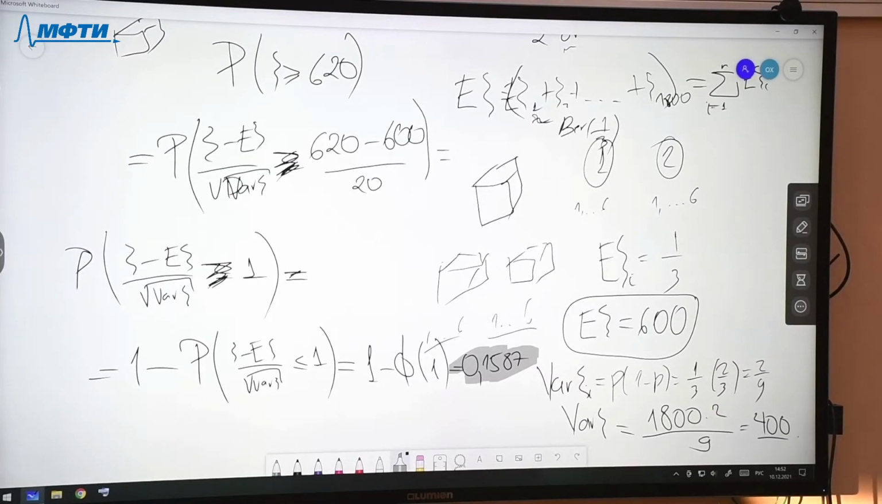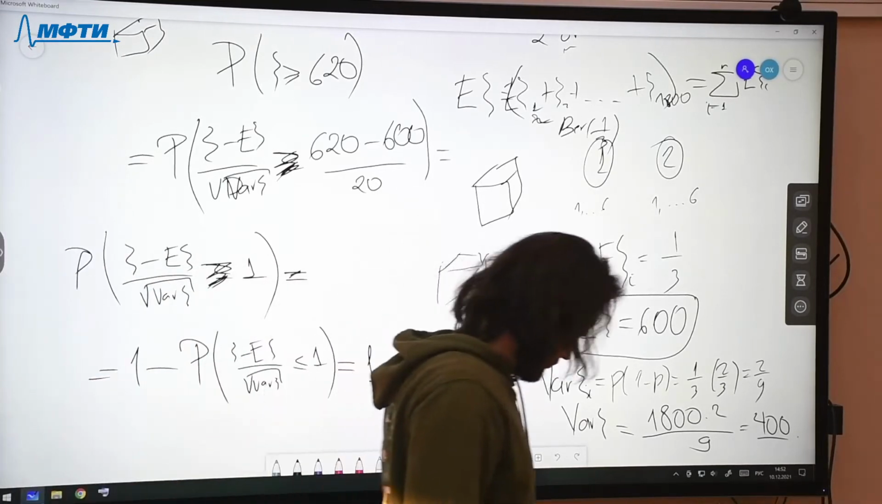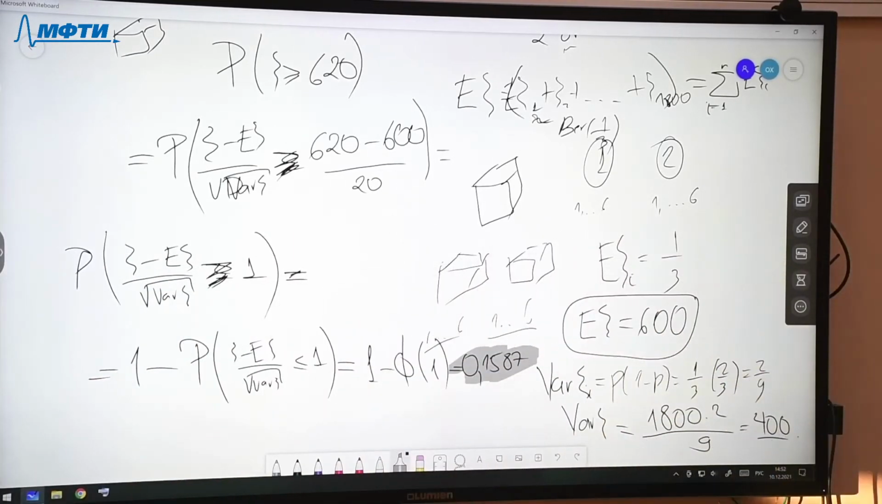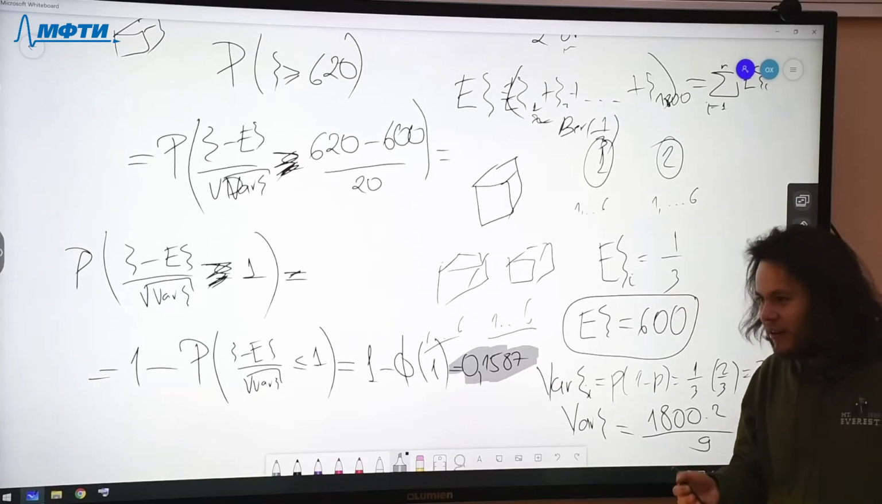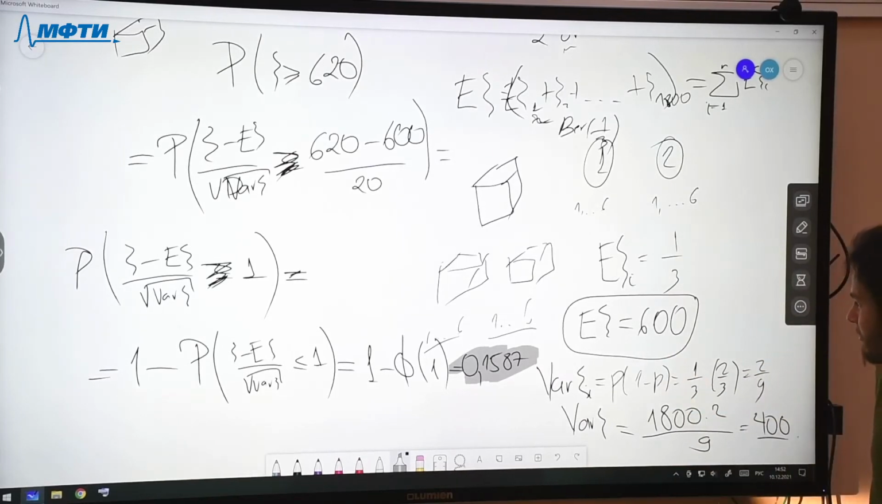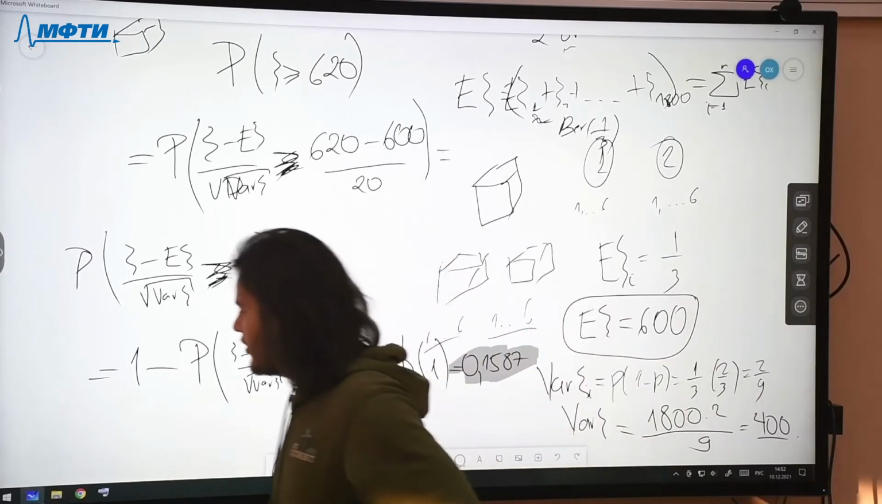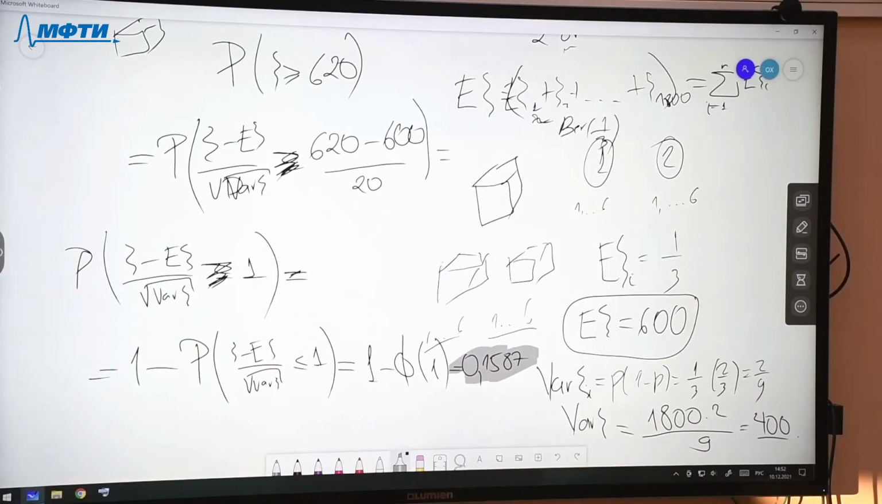Questions? Any questions? So as you can see, it's not hard at all. It's very easy. You just need to understand the algorithm here, and that's it. The difficult thing here is the theory, how to prove the central limit theorem. That's the difficulty, but the exercises are simple.